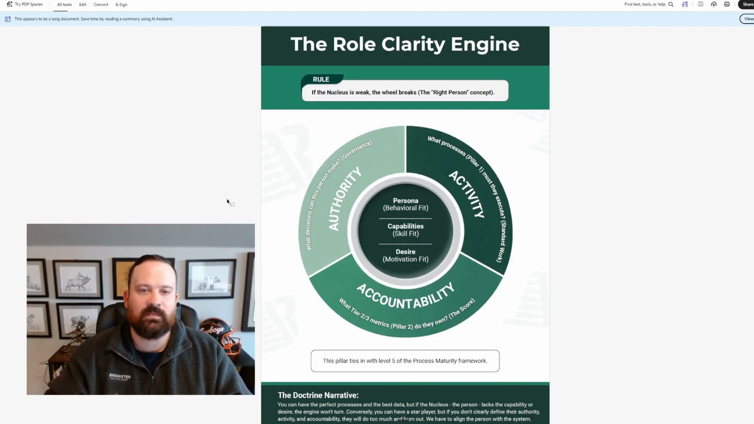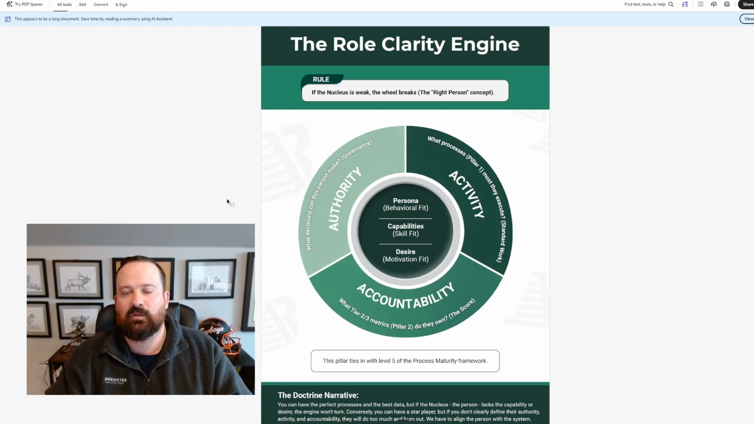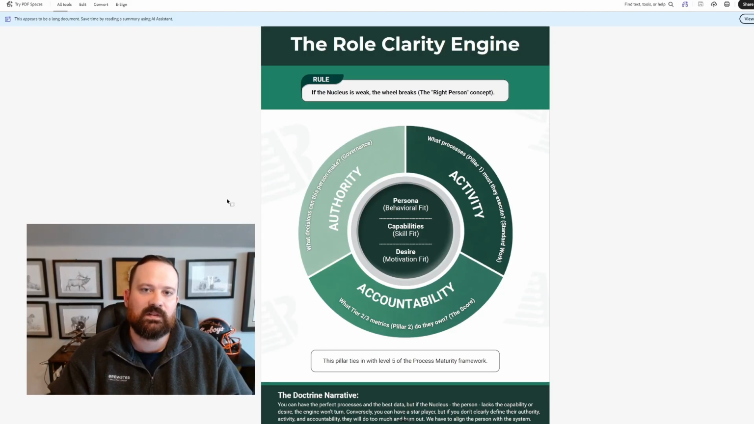And there are 3 elements of fit inside of a role in an organization. There is persona, behavioral. So what behaviors do we expect from this person in this role? You want different behaviors from a salesperson than you do from a CFO, right? So are they a behavioral or persona fit in the role? The second one is capabilities. Do they have the skills to actually execute what this role is expected to execute, right? So do they contain the skills?